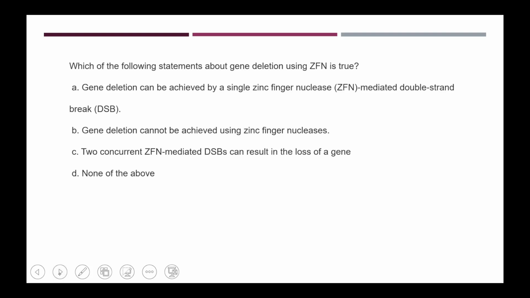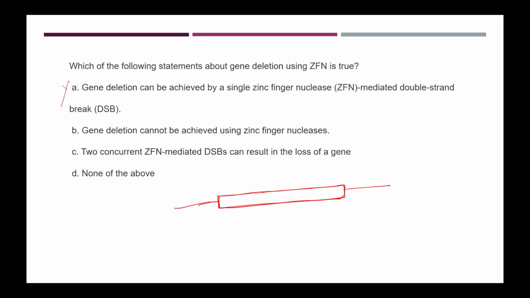Which of the following statements about gene deletion using zinc finger nuclease is true? Gene deletion can be achieved by a single zinc finger nuclease mediated double strand break. Is it correct? No. So what else can be done? As I have mentioned, that was only about a double strand break in between the gene, right?